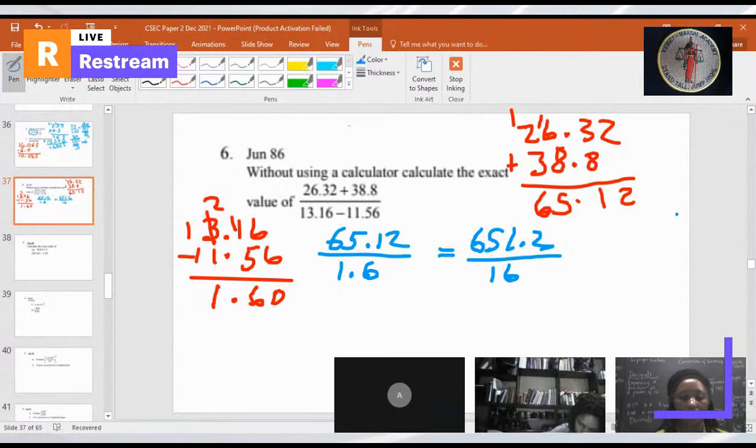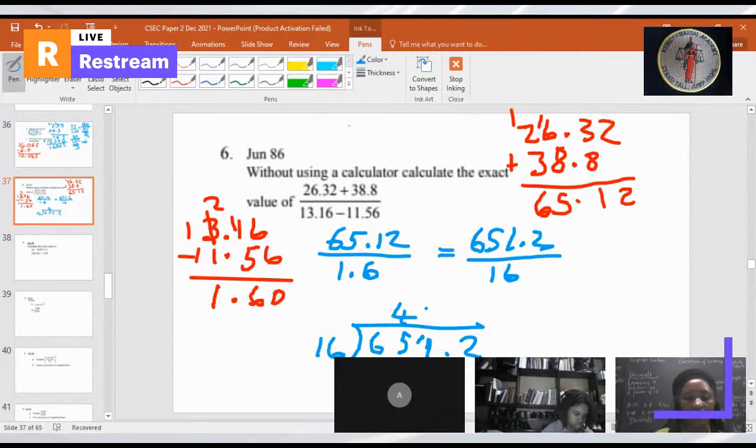So let's find, divide it. So 651.2 divided by 16. So 16 into 65 goes 4 times. Remember 1. And 16 into 11, you can't, so you have to put the 0 on it. And 16 into 112, this ends with a 2.